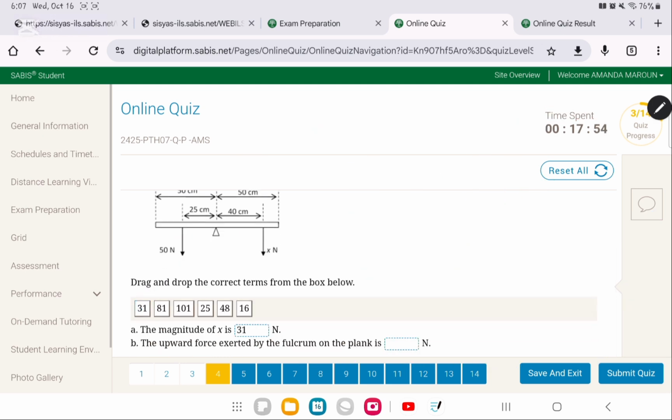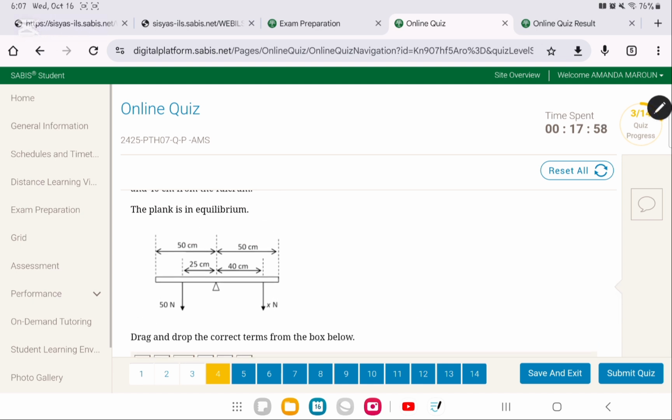Now this is very important. They need the upward force exerted by the fulcrum on the plank. You should know that the upward force is equal to the total downward forces. How do we know? Because the plank is in equilibrium. We make sure that the plank is in equilibrium. If the plank is in equilibrium, then the force exerted upward is equal to the total force exerted downward.